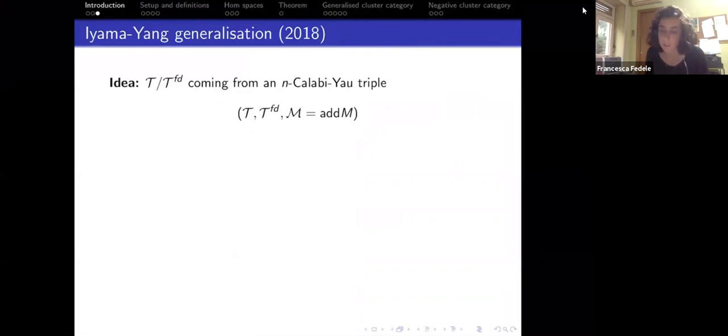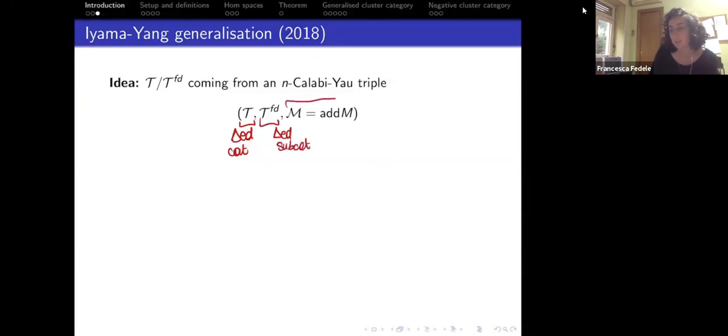So the generalization I want to focus on is the one by Iyama and Yang from 2018. The idea is that this generalized cluster category is still a Verdier quotient, but it comes from an n-Calabi-Yau triple, which I will define more carefully in a couple of slides. But the idea is basically, well, this is still a triangulated category with a triangulated subcategory. And then this M is a silting subcategory of T. And they also have some extra properties, which we will talk about in a moment.